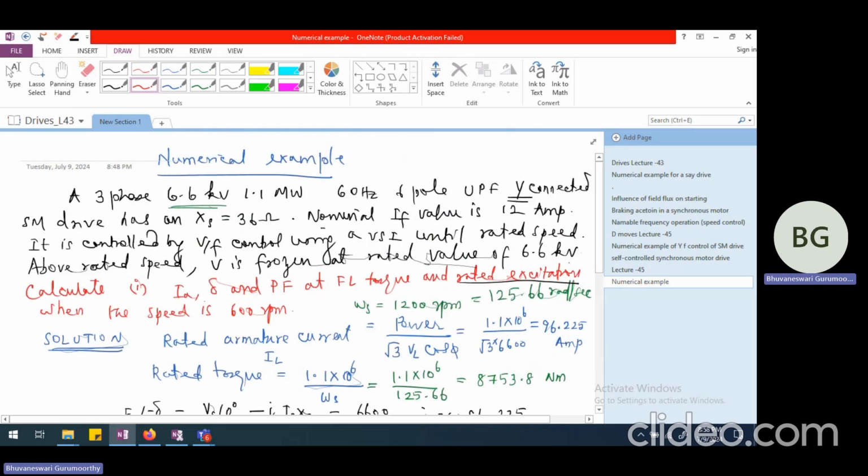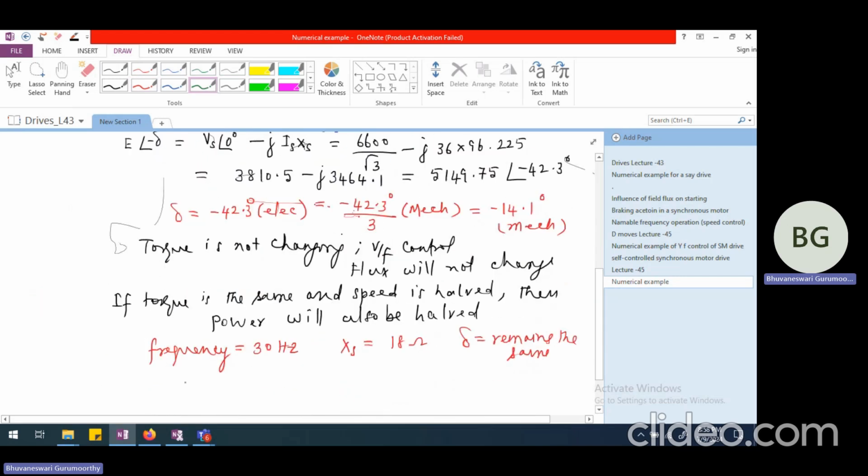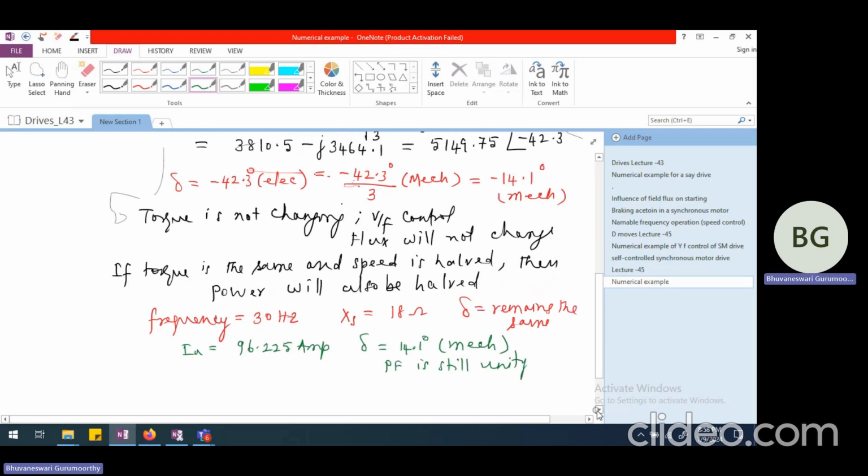And what is being asked? What is being asked is what happens to Ia, delta, and power factor. None of the angles will change, we already said. Currents will not change. So current will still be 96.225 ampere. And delta will still be 14.1 degree mechanical. Power factor will also not change because none of the angles change. So PF is still unity. So these will not change.